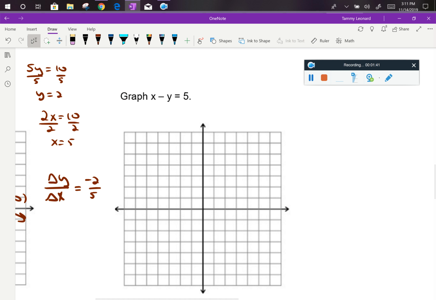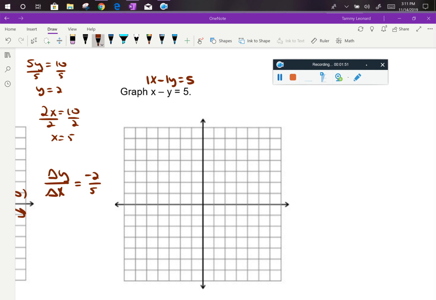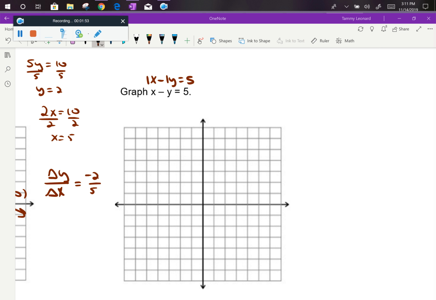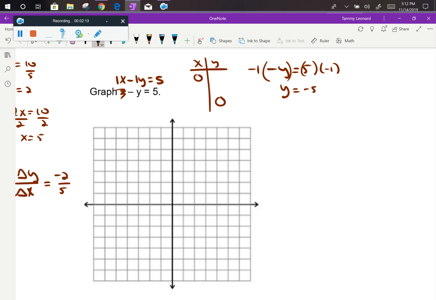For the next one, sometimes students freak out a little bit and they're like, oh no, I don't see any coefficients. But remember, this is the same as 1x minus 1y equals 5. And since 5 is divisible by both 1 and 1, we can use the handy little table. So first, I'm going to imagine plugging in 0 for x. That's going to take that x term out and leave me with negative y equals 5. But y is not alone. I can multiply or divide both sides by a negative 1. They both accomplish the same thing. And I get y equals negative 5 when x equals 0.